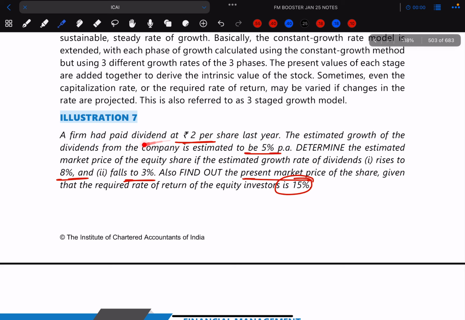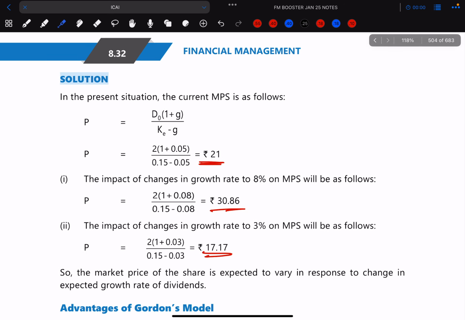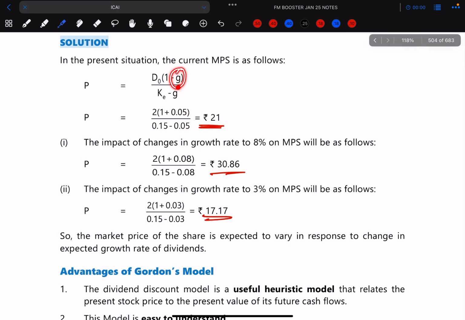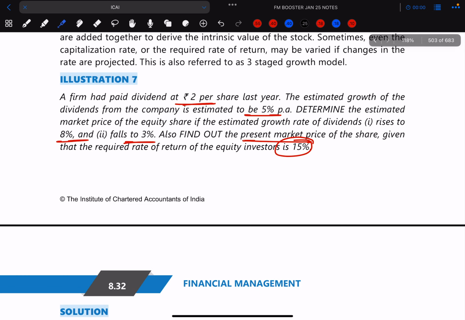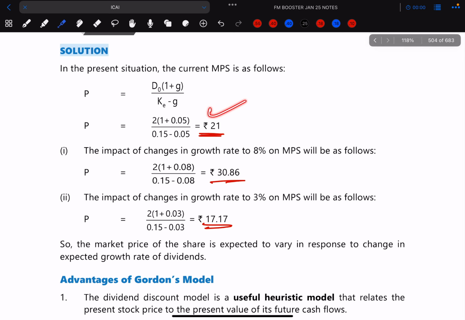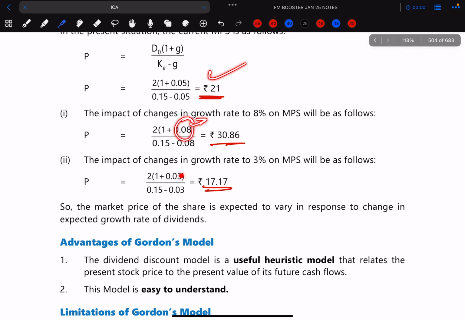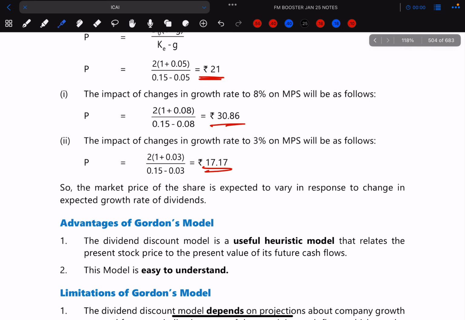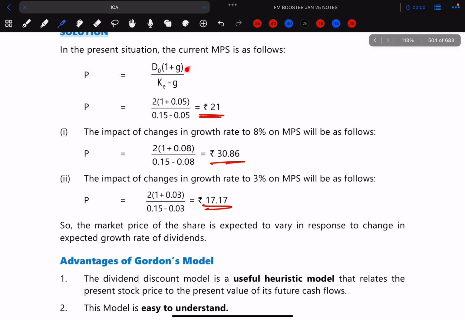So as you know, the estimated growth is 5%. Let us assume that is constant. So find out the P1 here, and the impact of changes in growth rate. First we have taken 5%, right? Here they have told growth is 5%. So this is the first case. The second case they have told 8%. Third case they have told 3%. Done, bro. Simple. Rest everything is the same, only wherever G is there: 5, 5, 8, 8, 3, 3.